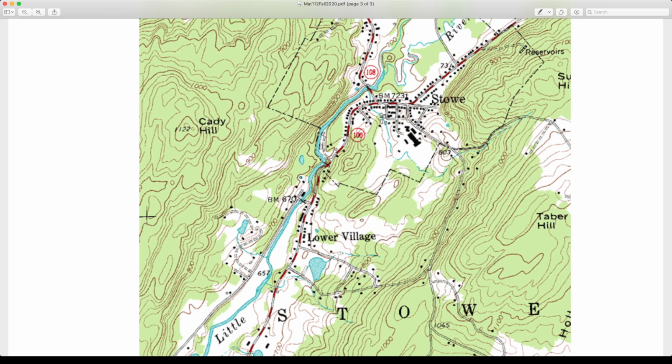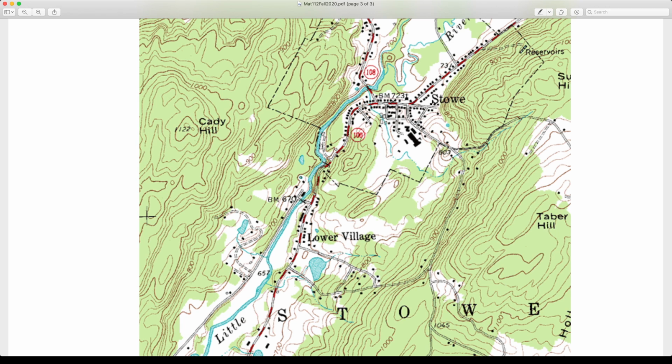Let's pick, well, let's see, where would be a good point to pick? All right, how about where the town is?